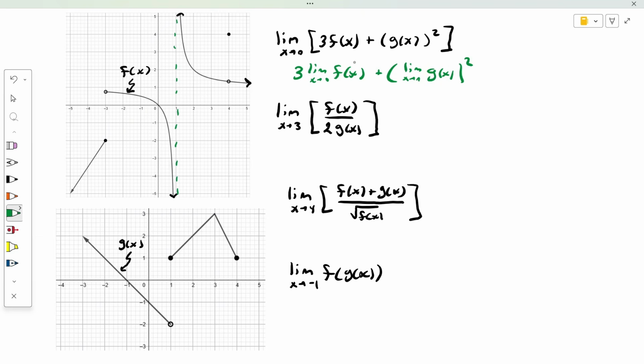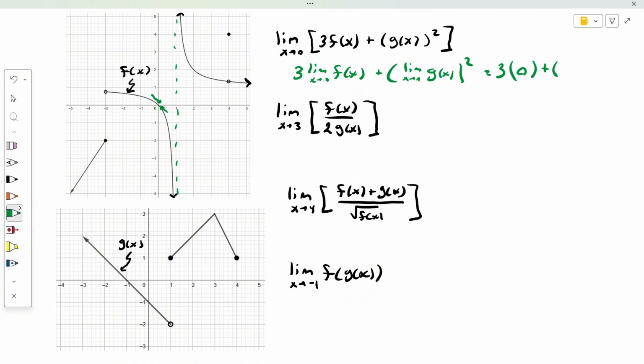And so I did the sum and difference rule first, then brought the 3 out, and then brought the limit inside of this power. And now we just have to evaluate these limits. So we'll have 3 times the limit as x approaches 0 of f of x. So if we look at f of x, and we want to see where x approaches 0, well in this case, if we look at these two sides, as it goes to 0, it equals 0.